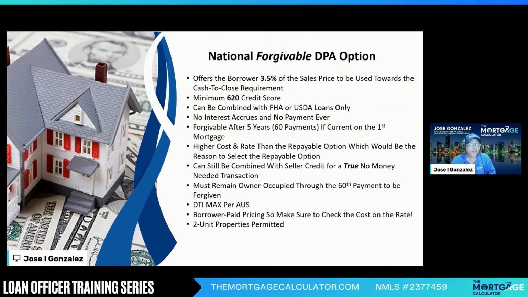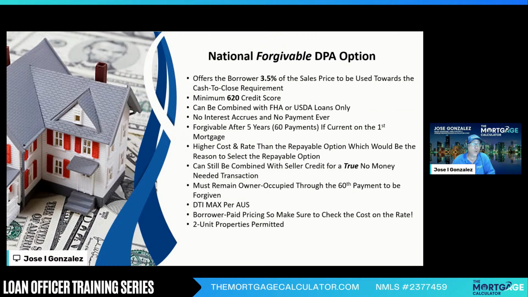Now, this, as I mentioned a couple of minutes ago, can still be combined with seller credit or interested party credit from like the realtor for a true no money needed transaction, because the 3.5% down minimum cash required from the borrower on a FHA loan, for example, can be met by the DPA. Now, the maximum DTI is determined by automated underwriting. So you can't say it's 45, 50, whatever. If the AUS, in this case it would be DU, approves it, we're good to go.